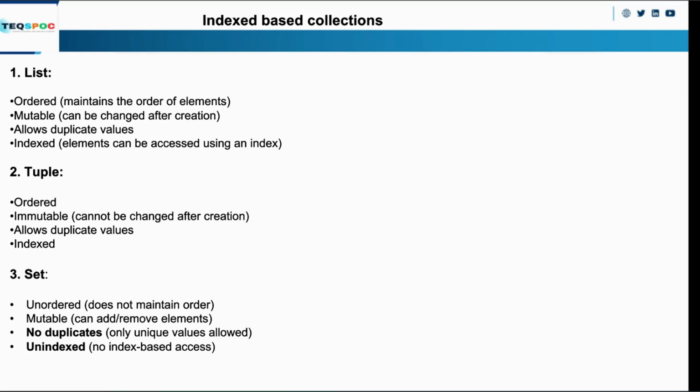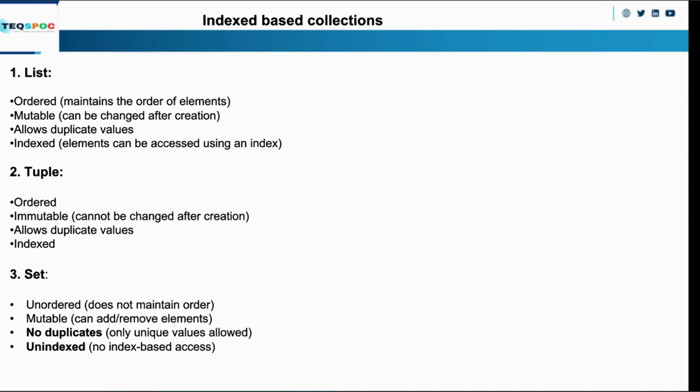What is ordered? It maintains the order of elements. If I have a list and I add some elements into it, then when I display the whole list, I'll see the elements in the same order in which I put them. So the list is ordered, and it doesn't lose the original order.